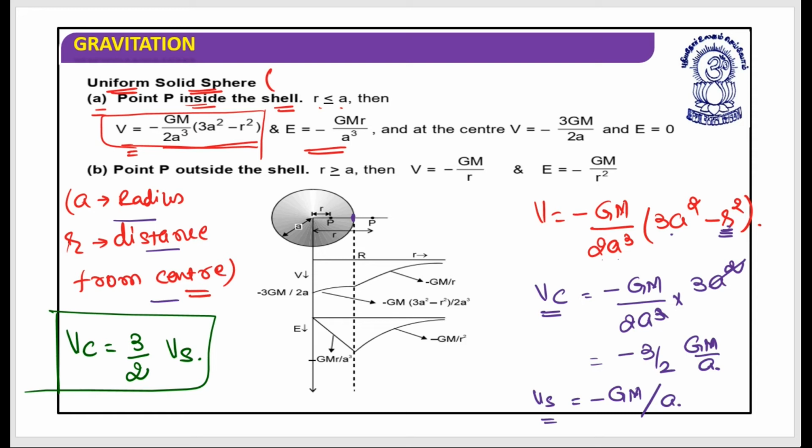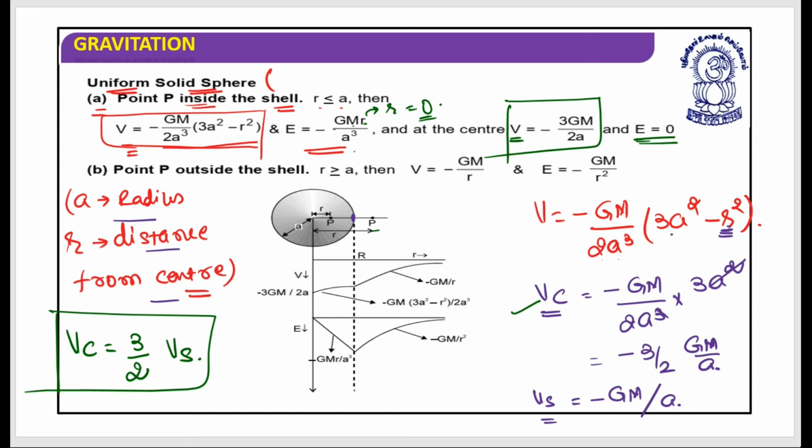Now at the center, the potential is minus 3GM by 2a, which we have already derived, and at the center the gravitational field will be 0. Why? Because E is equal to minus GMr by a cubed. When I put in the center, r will be 0, and if r is 0, then E will be 0. I hope this is clear.